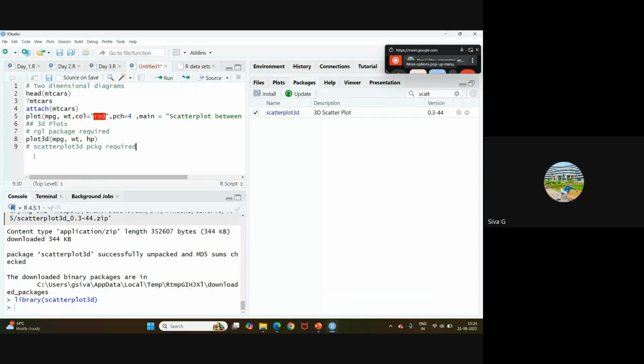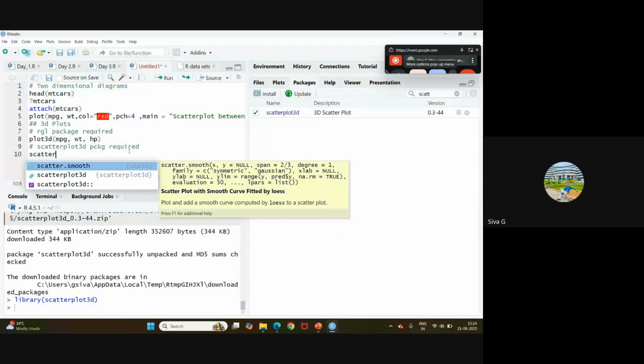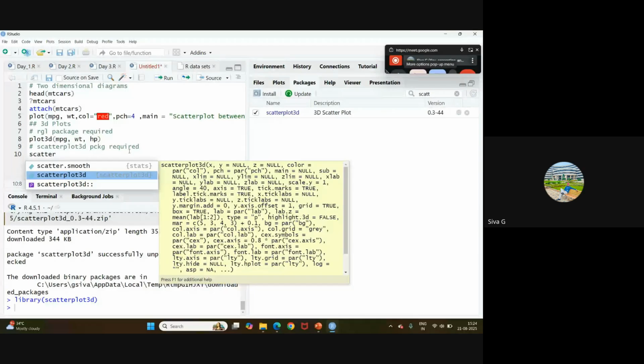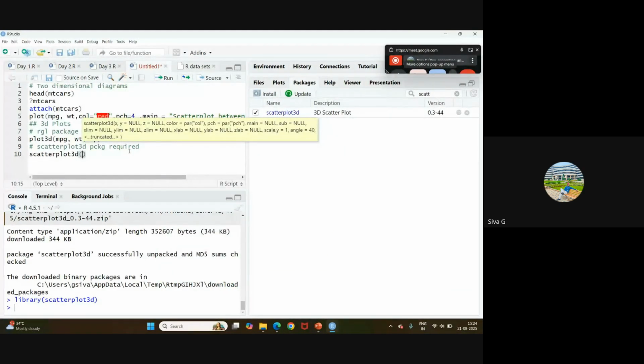Same here, scatterplot. Below you get scatterplot3d. Okay, what are the values? We have MPG, weight, and horsepower. This is not a rotatable diagram. Only under the RGL package, plot3d is rotatable.